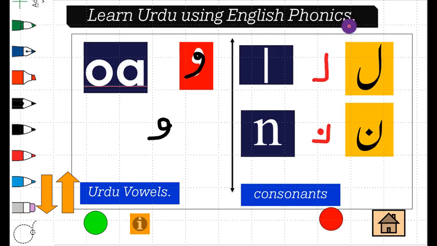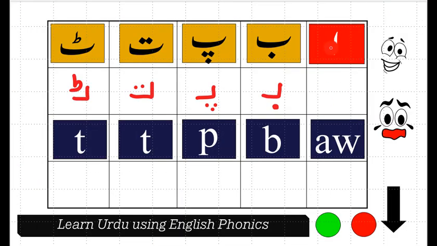Let's formally start today's letter blending. Before proceeding, let's quickly revise all these sounds. What is this sound? B. What is this sound? Pa. What is this sound?